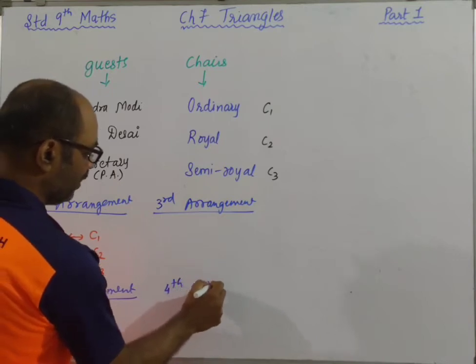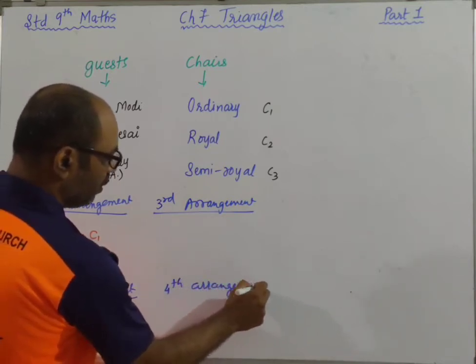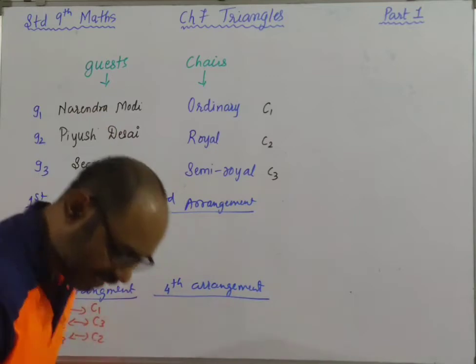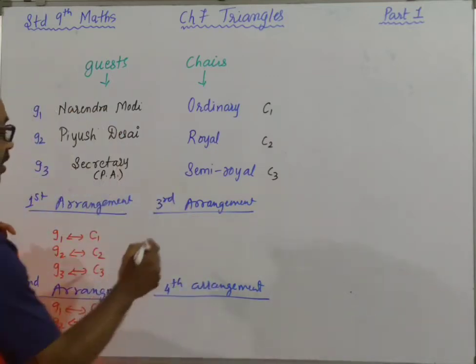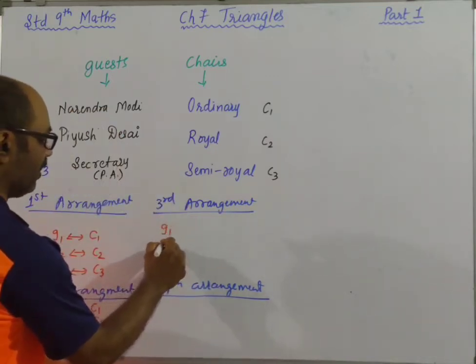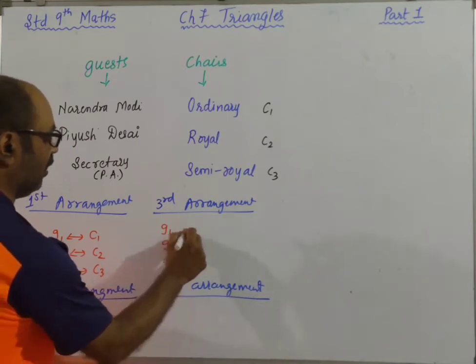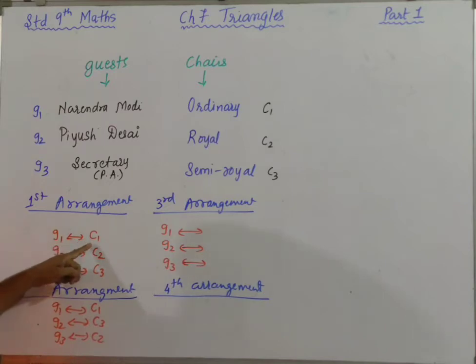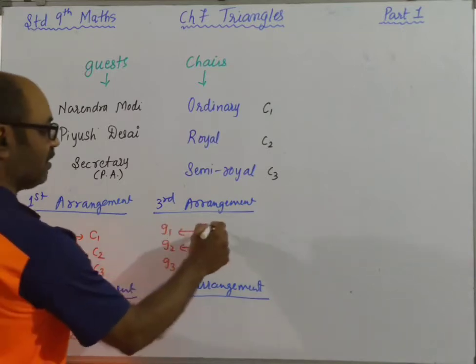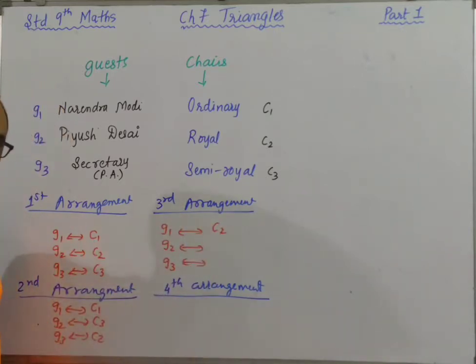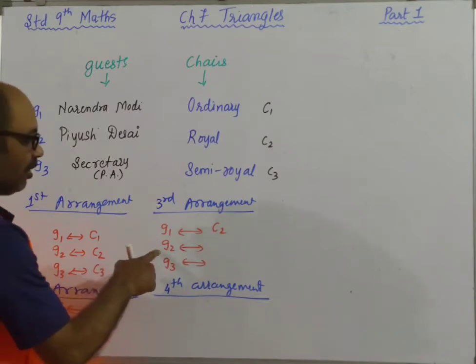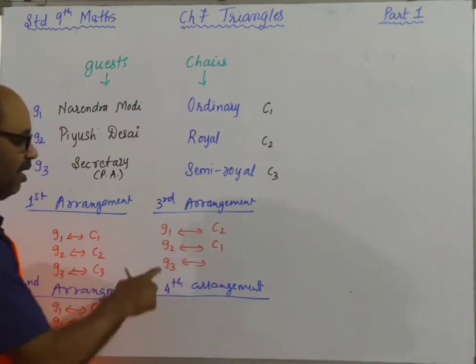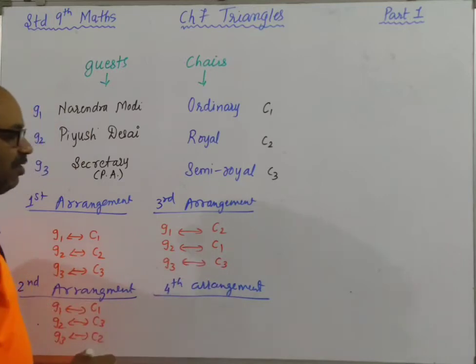Fourth arrangement. If it is possible, we will arrange it, right? Now here sit guest 1, guest 2, guest 3. Right? Guest 1 sits on chair 1 in the first arrangement. Guest 1 sits on the same chair 1 in arrangement 2. Now guest 1 sits on chair 2 in arrangement 3. So guest 2 sits on chair 1 and guest 3 sits on chair 3.